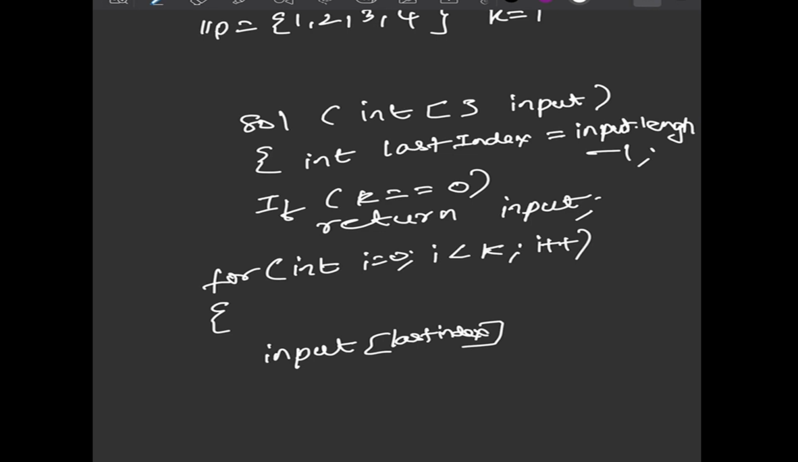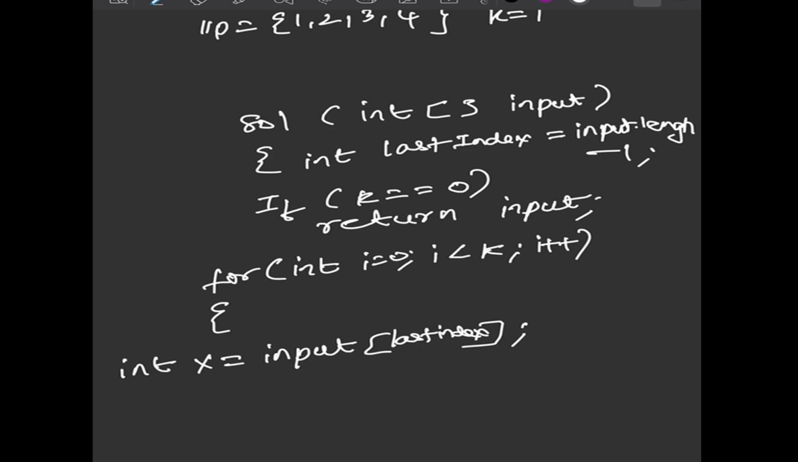To clarify, I'm writing this program in Java. However, in any programming language, the logic remains the same. Now that we have accessed the last index element, we can store it in a variable called x. The next step is we need to copy this variable to the first index.